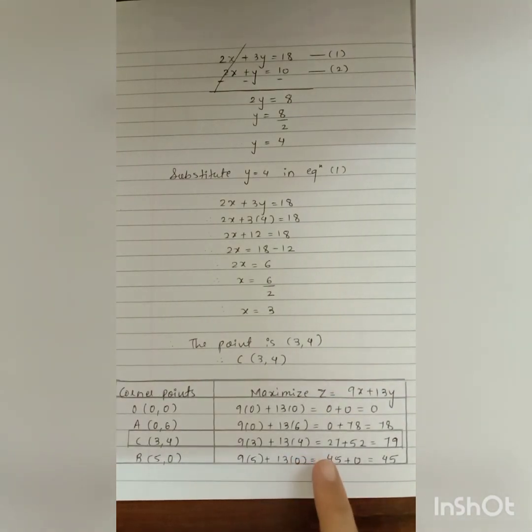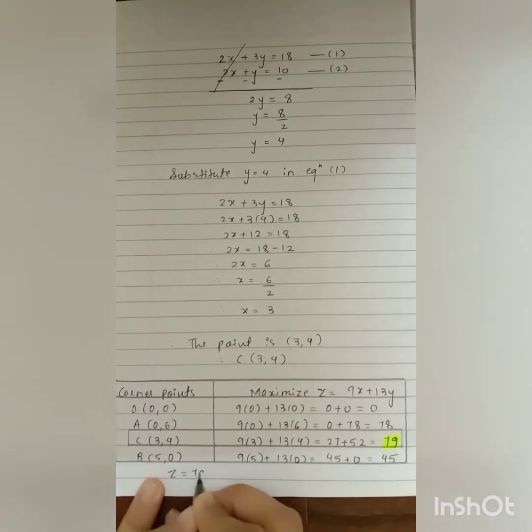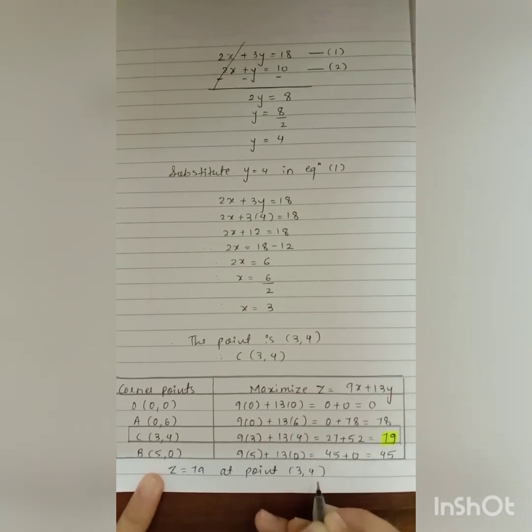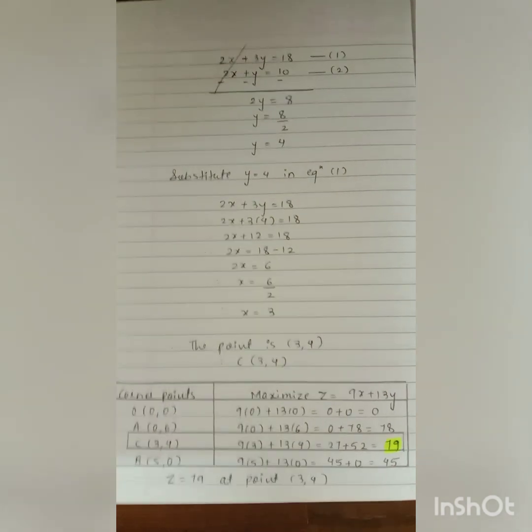Now you have got the z value for all 4 points O, A, C and B. Since it is a maximization problem, we need to find the maximum value. Our maximum value is 79. So our optimal solution is 79. Therefore z equal to 79 at point 3, 4. I hope you all understand the concept. Thank you.